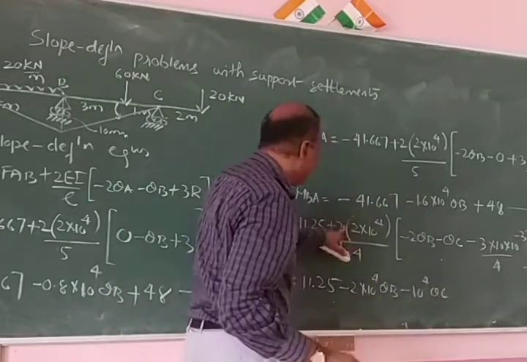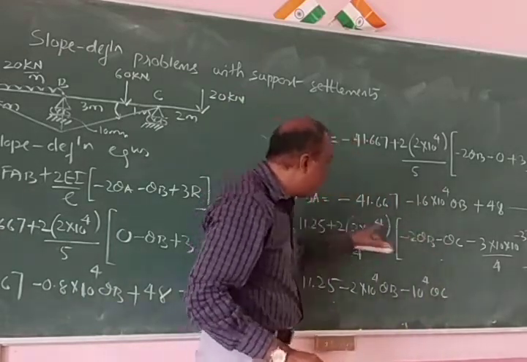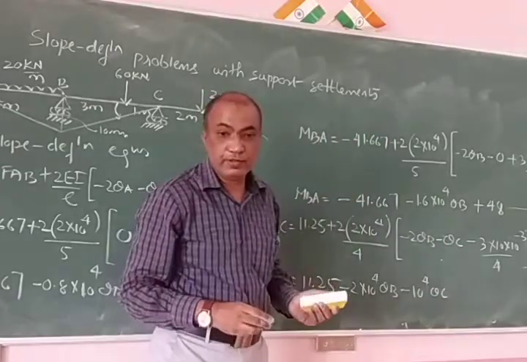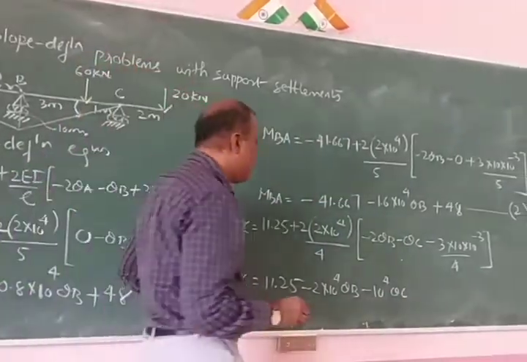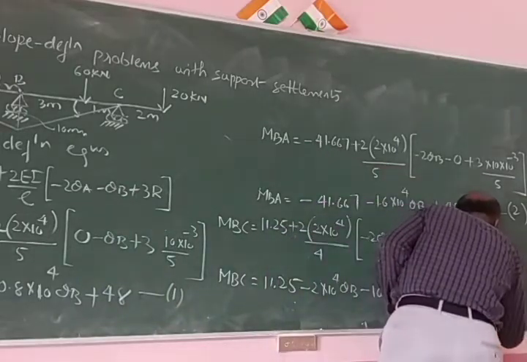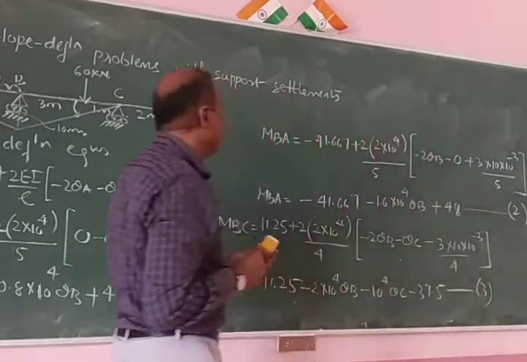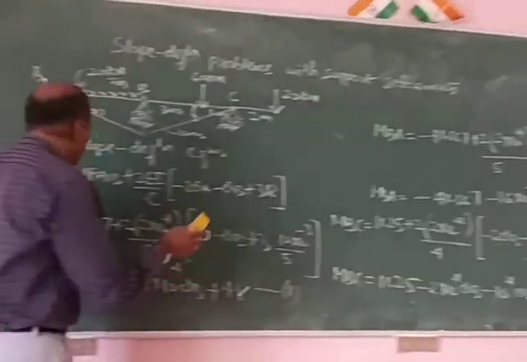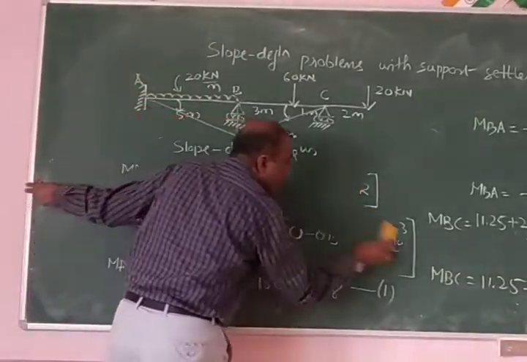You can see here theta b and theta c, and then multiply this, you are going to get the value of minus 37.5. So this is your equation 3. So first equation, second equation, third equation. Now the last equation. What is that?